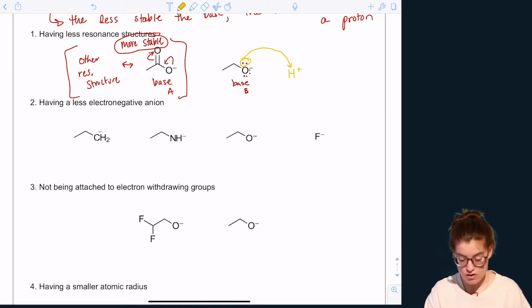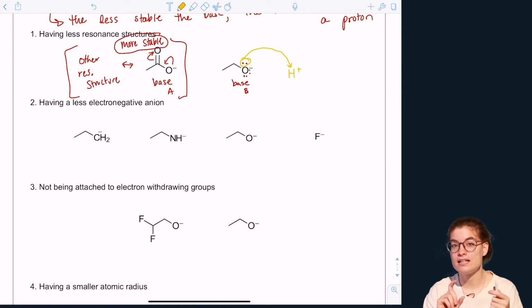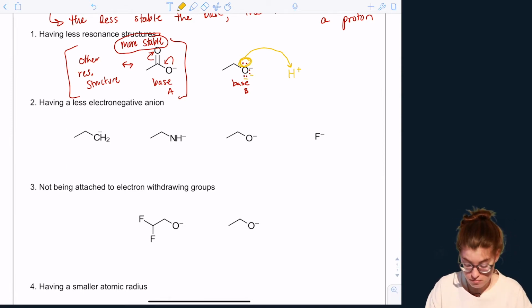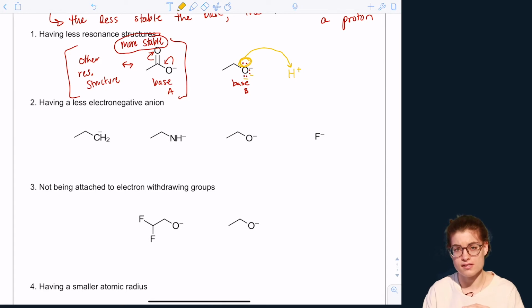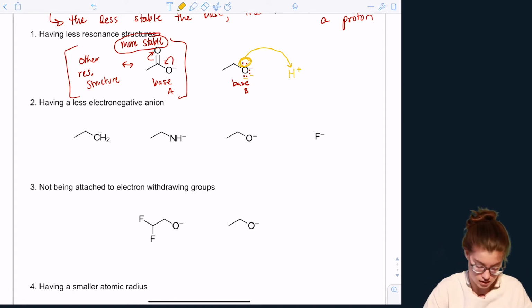Let me rephrase. So not only do you want to think about it in terms of stability, but you want to think about it also in terms of availability of a lone pair to go and grab a proton. So here, this lone pair and the other two lone pairs are always localized at that oxygen, okay? So not only is that making that oxygen atom unstable, but because you have so much electron density in that area, those electrons are more willing to kind of jump out and go grab a proton, okay?